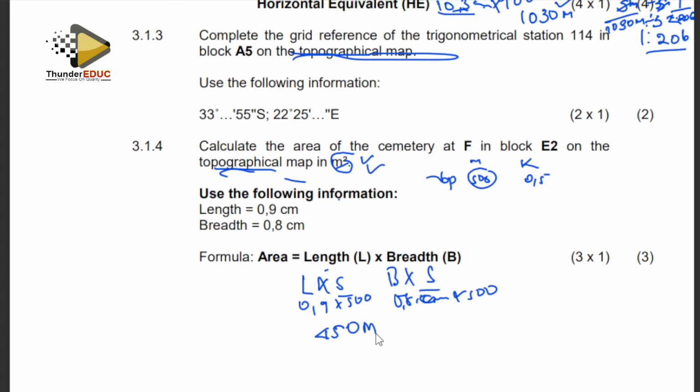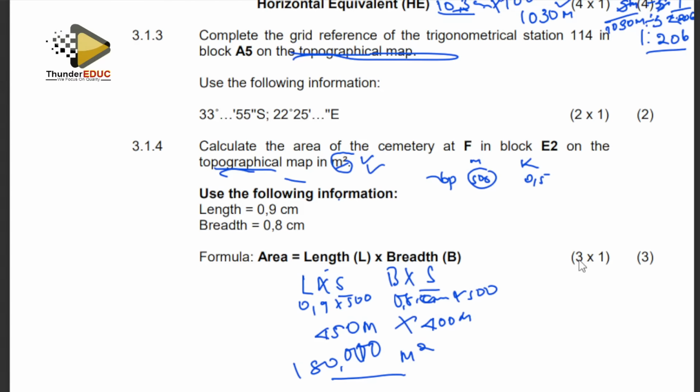So this is meters. And this times this, 8 times 5 is 40. So we write a 40 here. How many zeros do we have here? 1, because of the decimal place. So this is meters. So we multiply meters by meters, what do you get? Meters squared. 45 times 40, what do you get? 1,800. So it is 450 times 400, giving 180,000 meters squared.